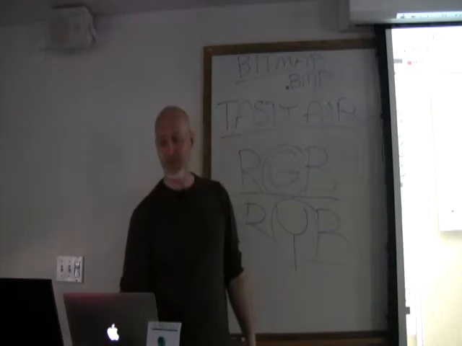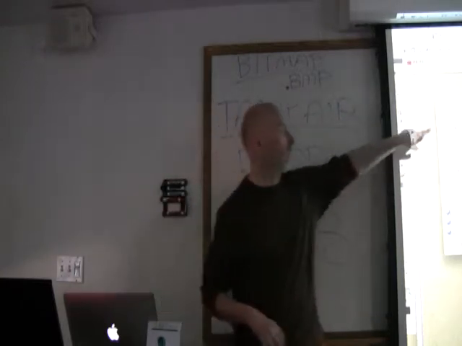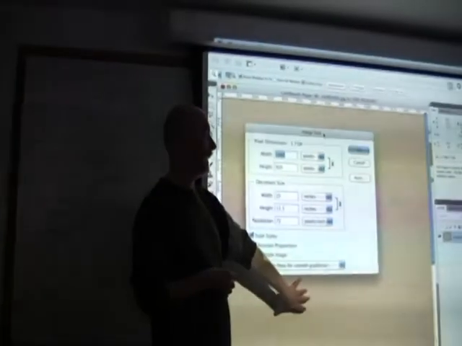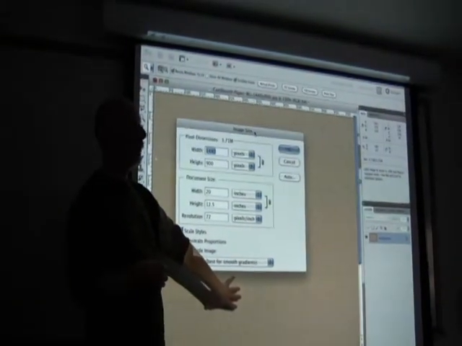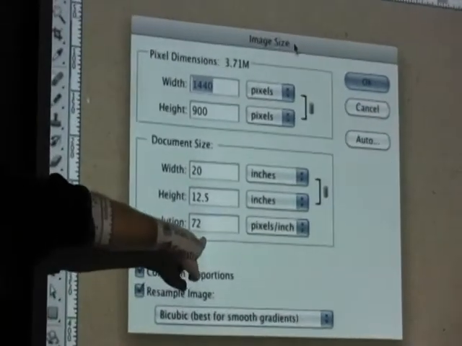I'm going to click Cancel. And I'm going to Image, Image Size. You don't actually have to do this. I'm just going to Image Size to get some information here. 1440 pixels by 900 pixels. That's the size of my background image, my cardboard. 1440 by 900, 72 pixels per inch.